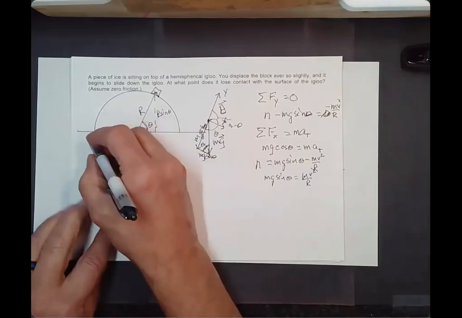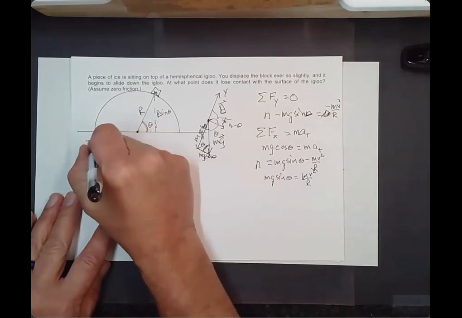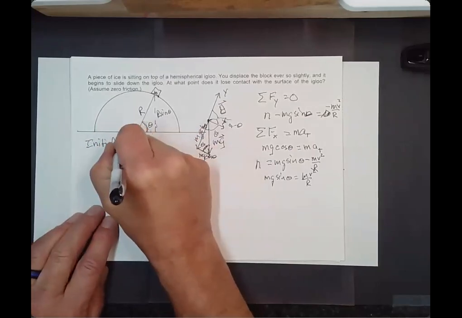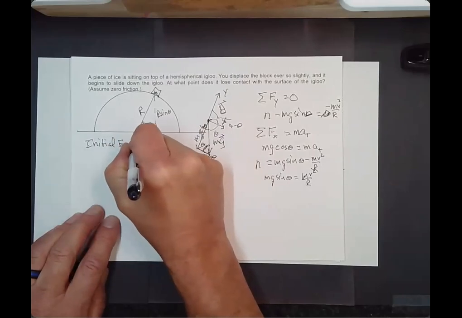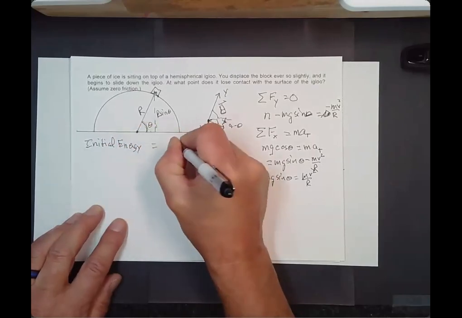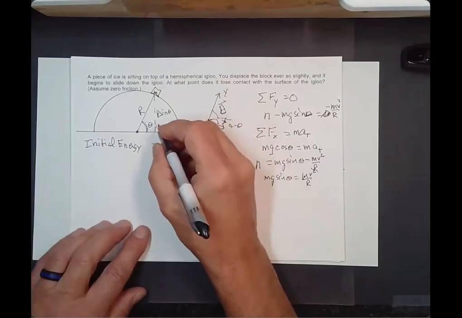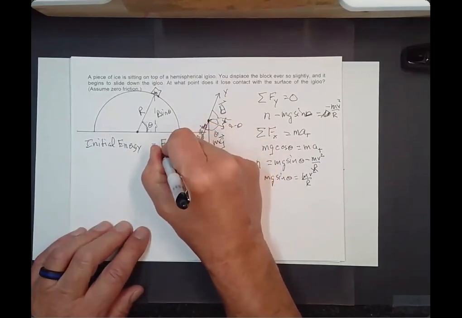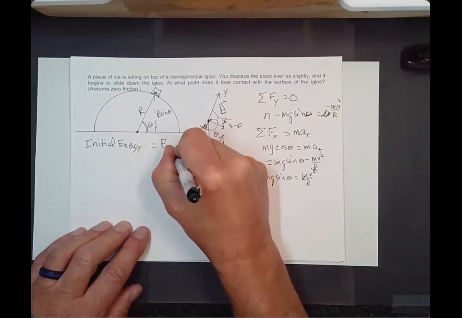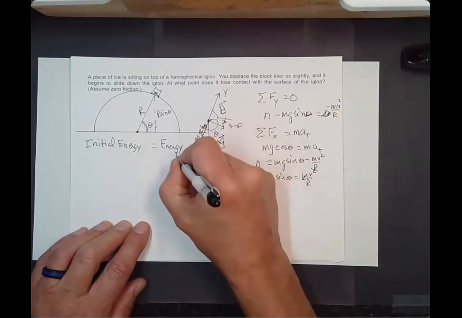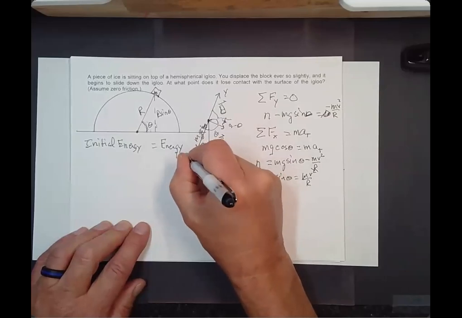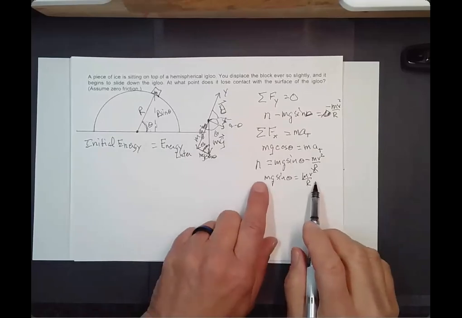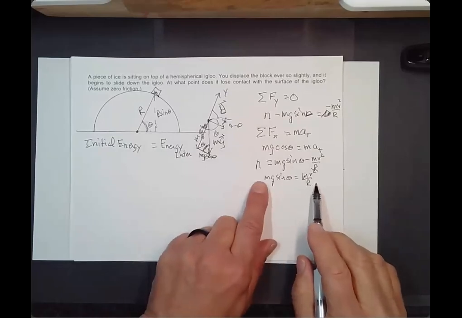Now, here's what we'll do for energy conservation. We'll figure the initial energy is going to equal the energy throughout. With no friction, we don't have any energy loss. And energy later will equal initial energy. The later that we're interested in is when this condition here happens to be met.